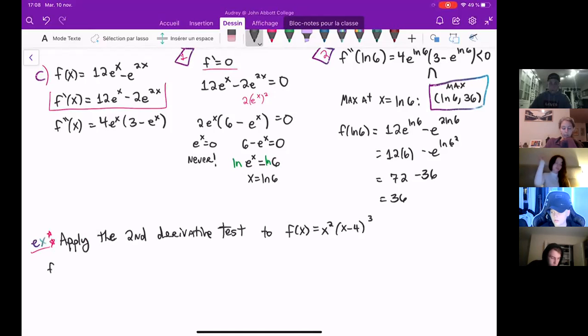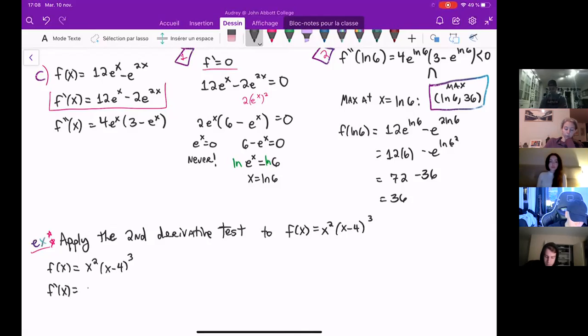So clearly we need our derivative. So I have f of x is x squared times (x minus 4) cubed. What rule do I need to use to find my derivative here? Product rule. So f prime of x is the derivative of the first times the second, plus the first times the derivative of the second.